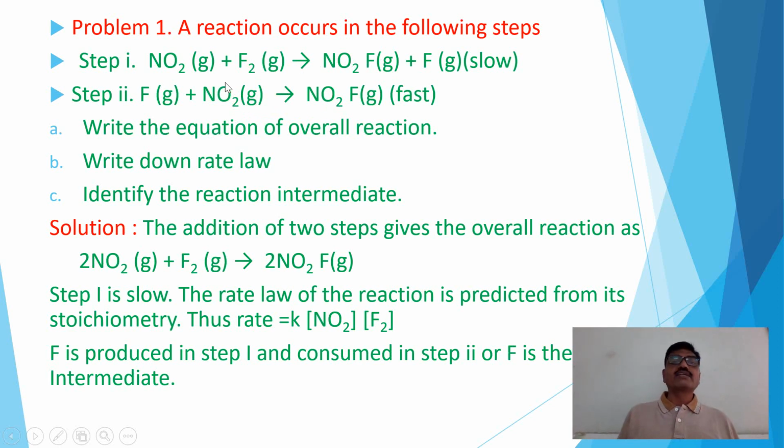So two steps are given. Write the equation of the overall reaction. Write down the rate law, that is the experimentally predicted rate law. Identify the reaction intermediate. So we have to find out what the reaction intermediates are. So how to solve such a simple numerical?